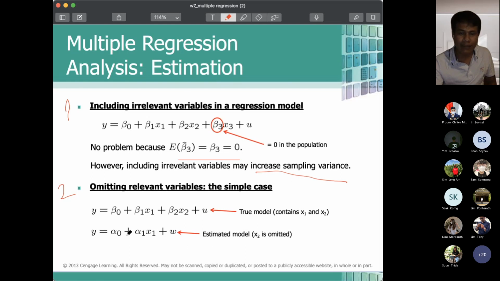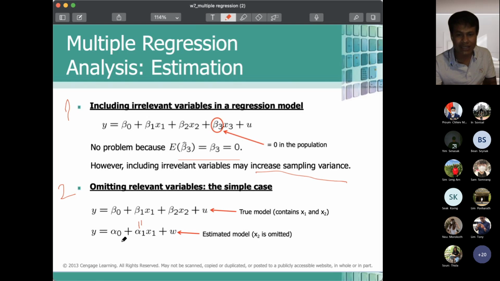So for instance here, if you omitted x2 from your model, you will have an estimated model where you only have one independent variable. So our question is, will we receive delta 1 equal alpha 1? Here, as you see, in the true model, we have two independent variables, x1 and x2. And we assume that x2 also affects and correlates with x1. But because of data availability, at some point you unintentionally omitted x2, you only have x1 in your model.